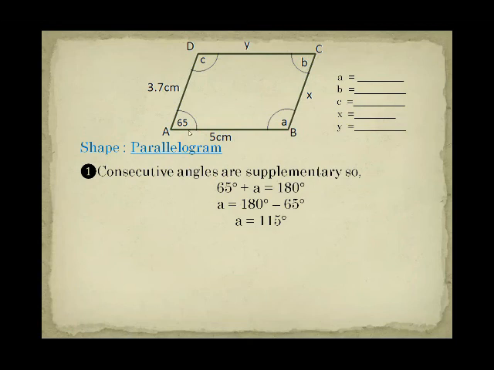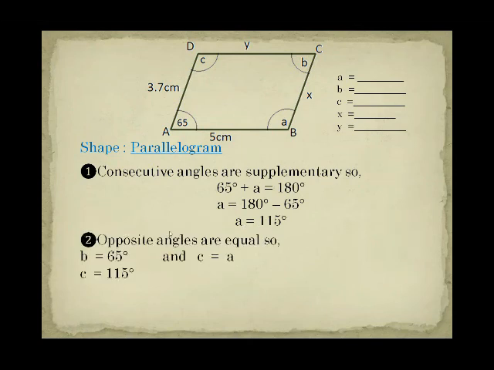So here we have the angle which is equal to 65 degrees, and the consecutive angle, which is the angle A. Here we take the sum of them. 65 plus A is equal to 180 degrees. So we find the value of this letter A is equal to 180 degrees minus 65. So we get the value of A, which is equal to 115 degrees.